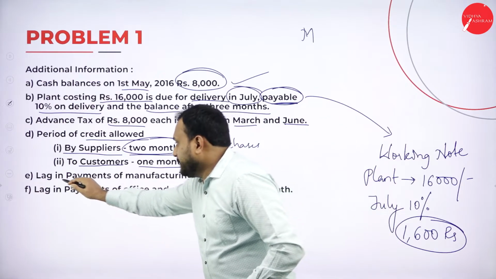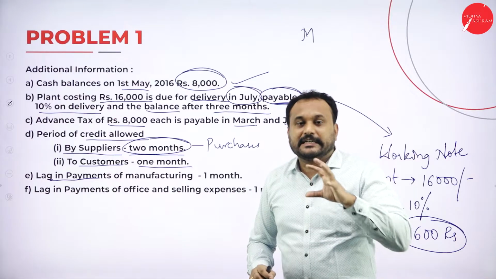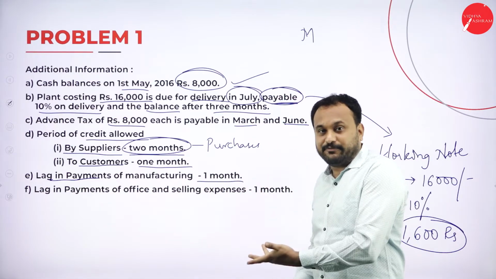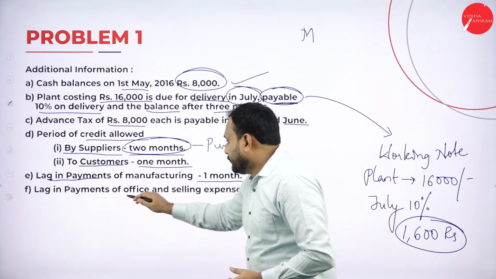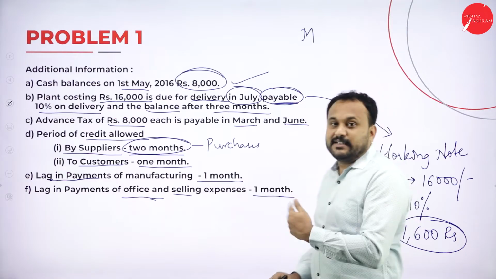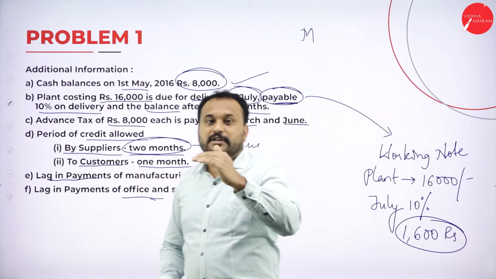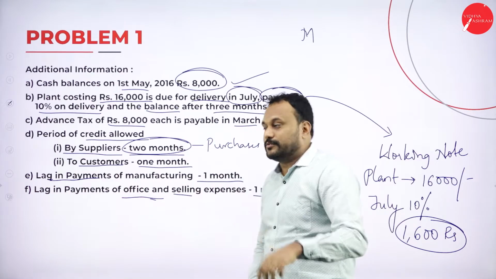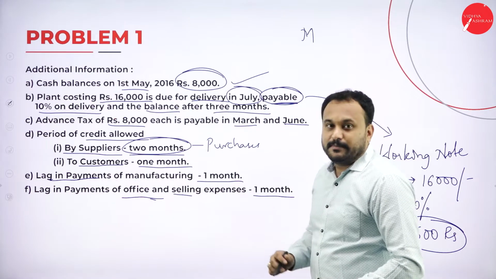Next, lag in payment. Now lag in payment means delay in payment. Lag in payment of manufacturing is 1 month. Again the same way, lag in payment of office and selling expenses is 1 month. Again the same. That is, March amount I'll pay in the month of April. April amount I'll pay in the month of June. So let's start with the problem.